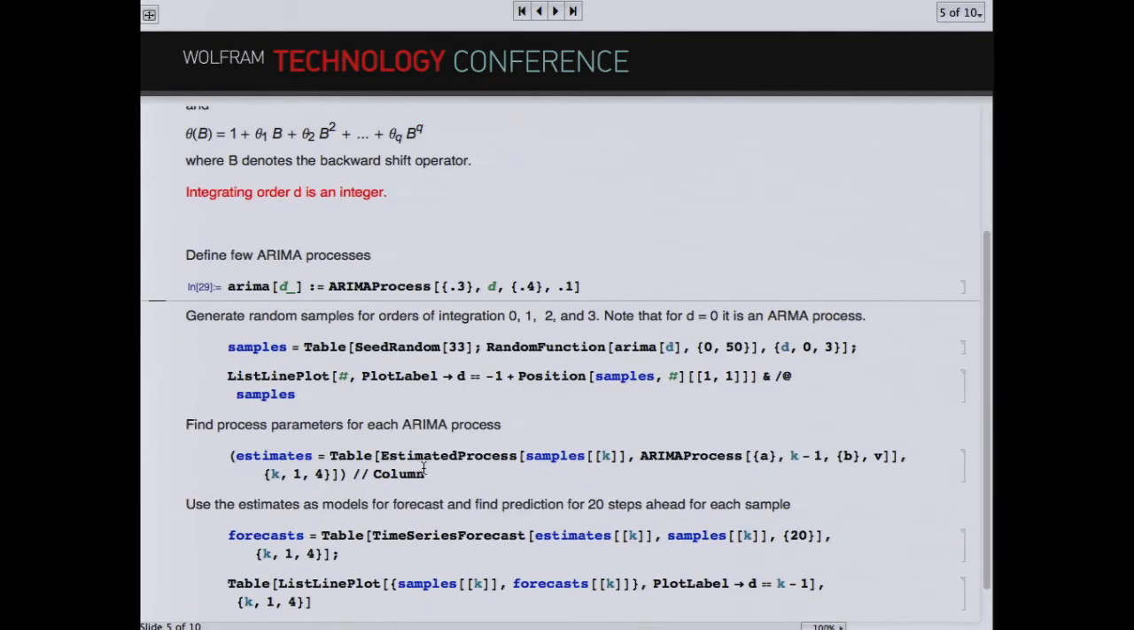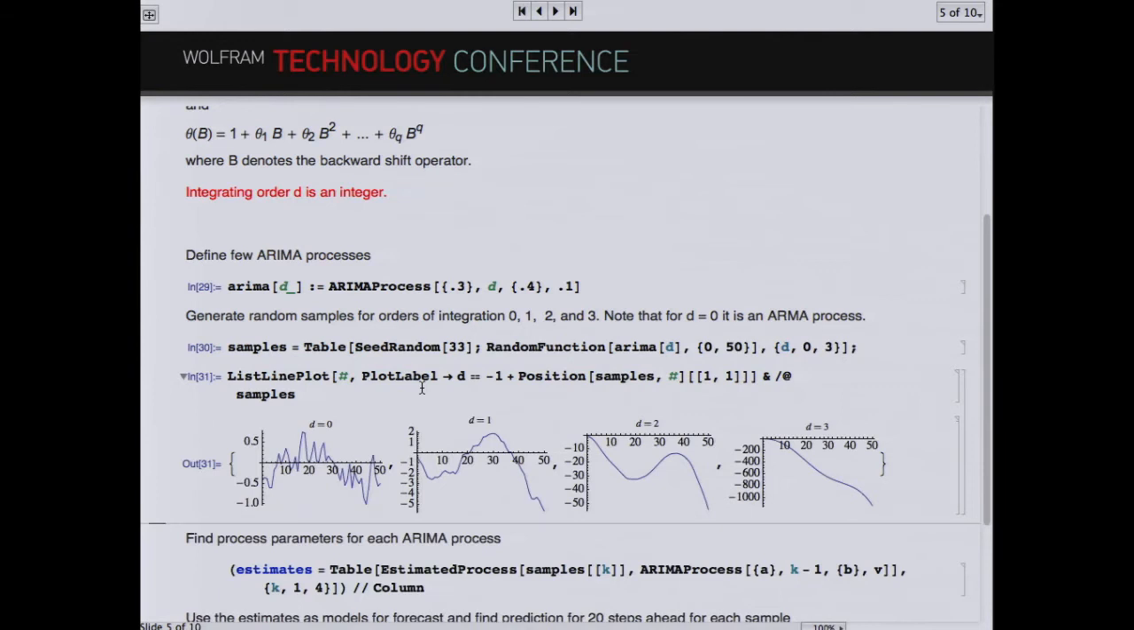So I can define a few ARIMAs and then create samples for D being 0, 1, 2, and 3. I should plot to see what happens. For D equals 0, we should be back to ARMA, so it's stationary. For D equals 1, we have a linear trend. For D equals 2 and 3, we are getting into the situation where we have polynomial trends of order D.